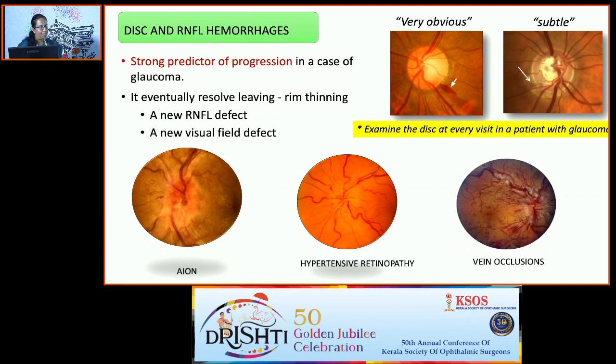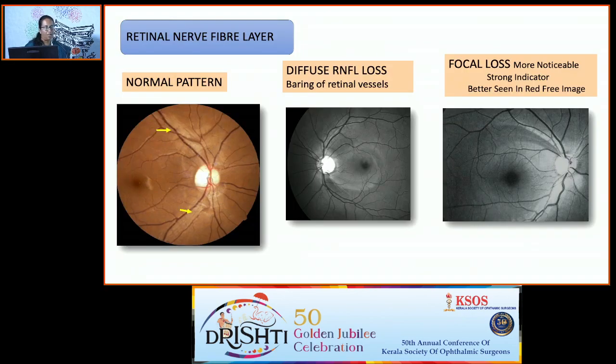Now, disc and RNFL hemorrhages are very important. It's a strong predictor of the progression in case of glaucoma. It eventually resolves, leaving a rim thinning, a new RNFL defect, and a new visual field defect. So sometimes it can be very obvious and sometimes it is subtle. Therefore, it's very important that glaucoma patients on follow-up also have a disc examination. Then the other conditions with disc hemorrhages would be AION, hypertensive retinopathy, and vein occlusions.